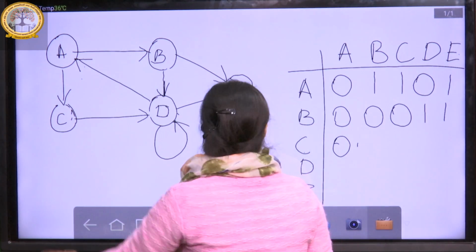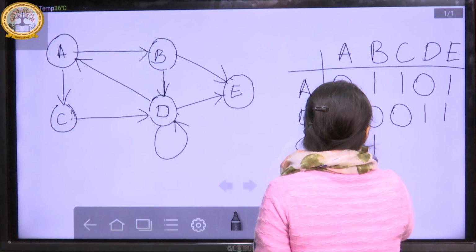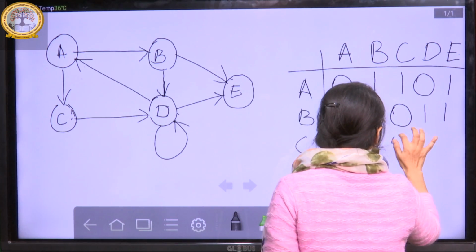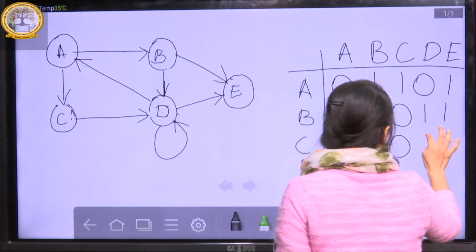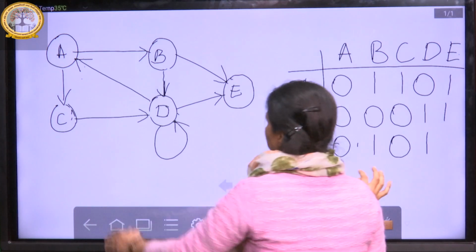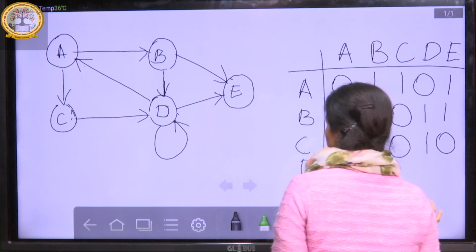From C to B, there is no edge. From C to C, there is no self loop. From C to D, there is an edge. And from C to E, there is no edge there.